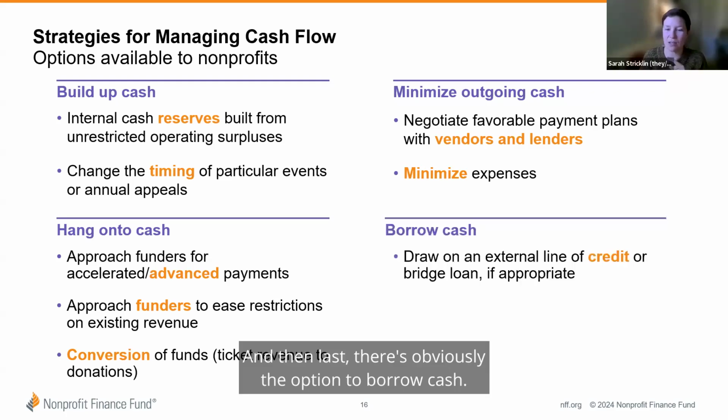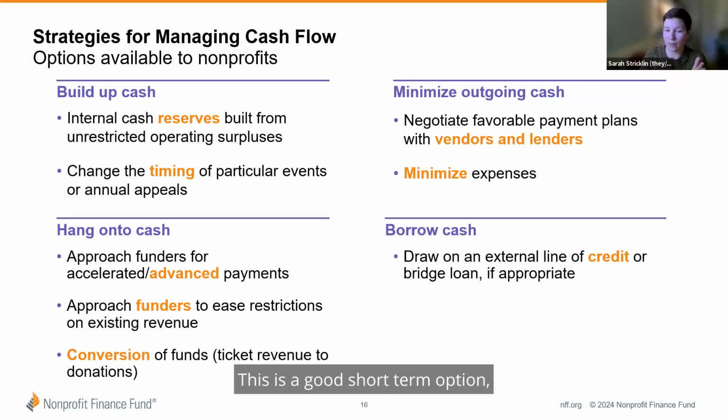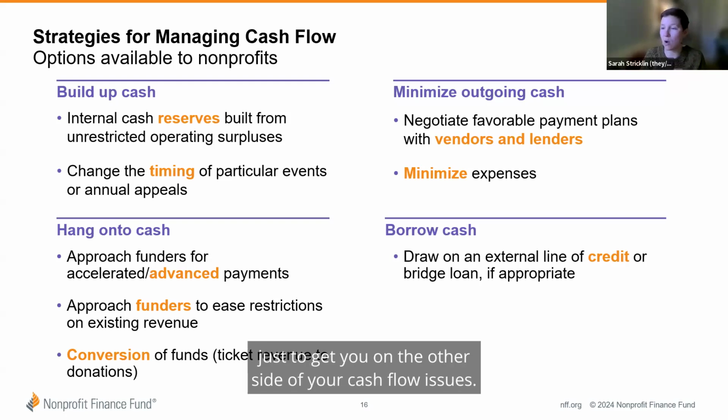And then last, there's obviously the option to borrow cash. This is a good short-term option, a line of credit or a bridge loan. Those can be the helpful kind of debt that you can use on a temporary basis just to get you to the other side of your cash flow issues.